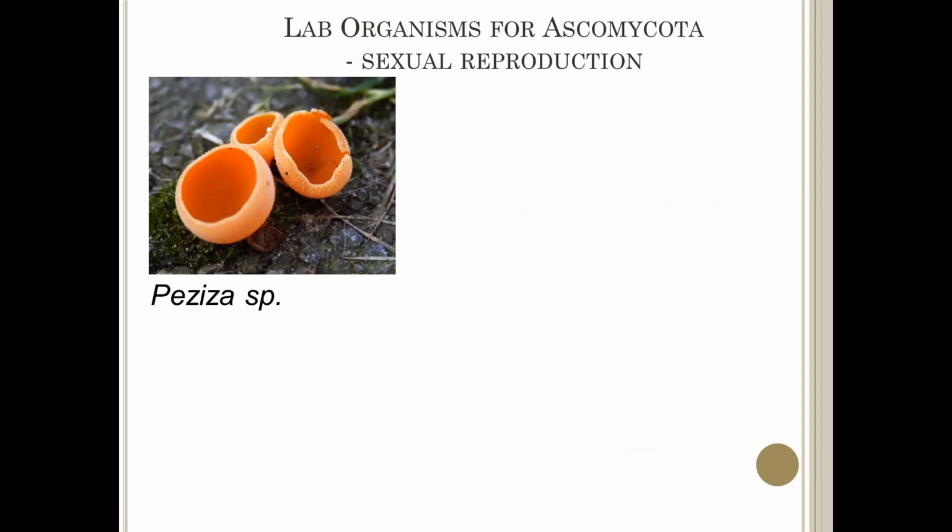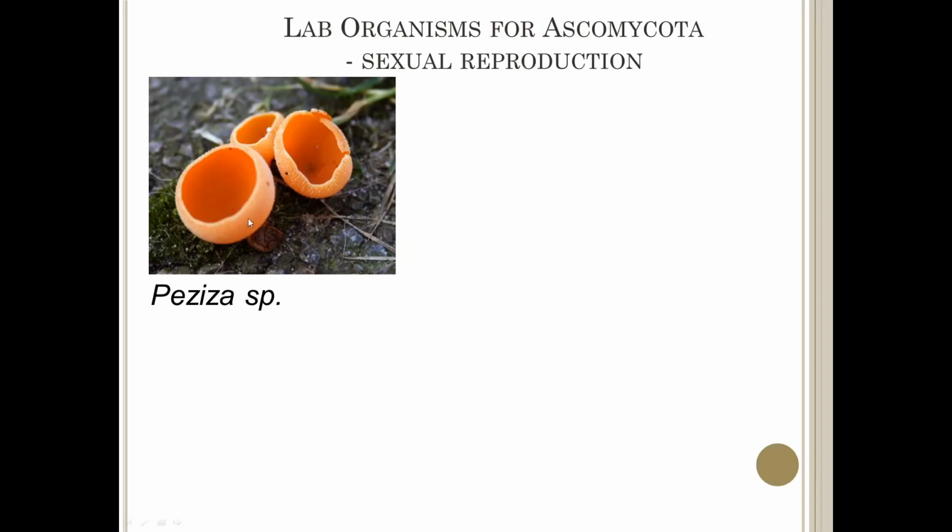So here is a species of an ascomycete called Peziza, and you can see this looks like a cup, doesn't it? That is the cup fungus. This is the ascocarp. That's the sexual fruiting body. We can't see it with the naked eye. It just looks like it's kind of empty inside of there, but it's not empty at all.